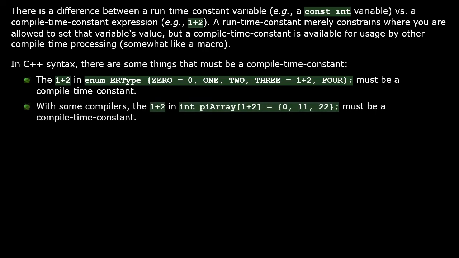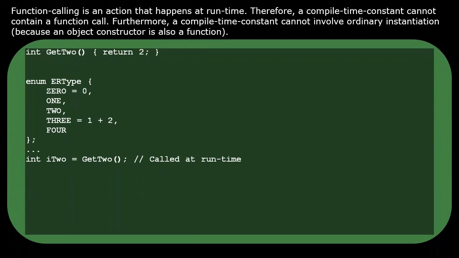For some compilers, the size of an array is another thing that must be a compile time constant. Function calling is an action that happens at runtime. Thus, an expression like this 1 plus 2 cannot contain any function calls, not if it's going to be used in places like these, which require a compile time constant. Furthermore, these expressions cannot even instantiate temporary objects because an object constructor is also a function.